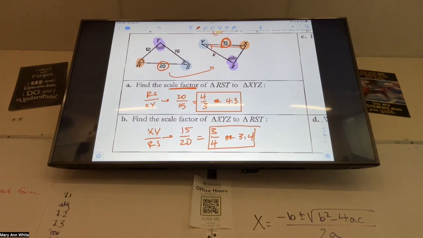How did I get RS? I know that XY is the corresponding side with RS. We just used it last.